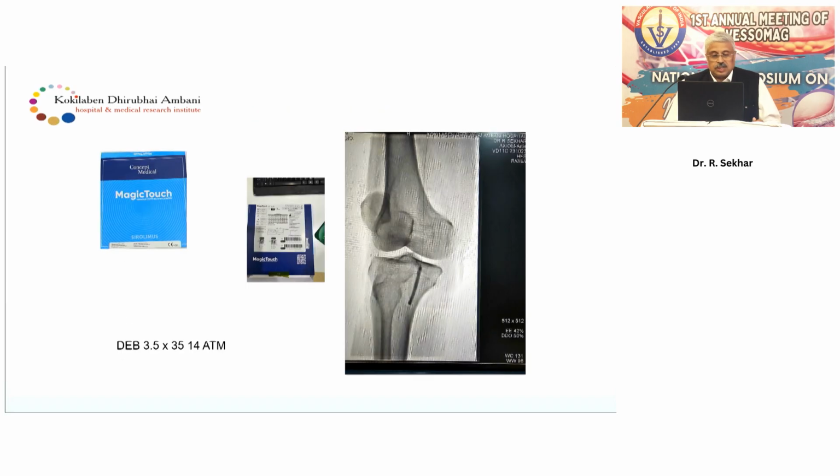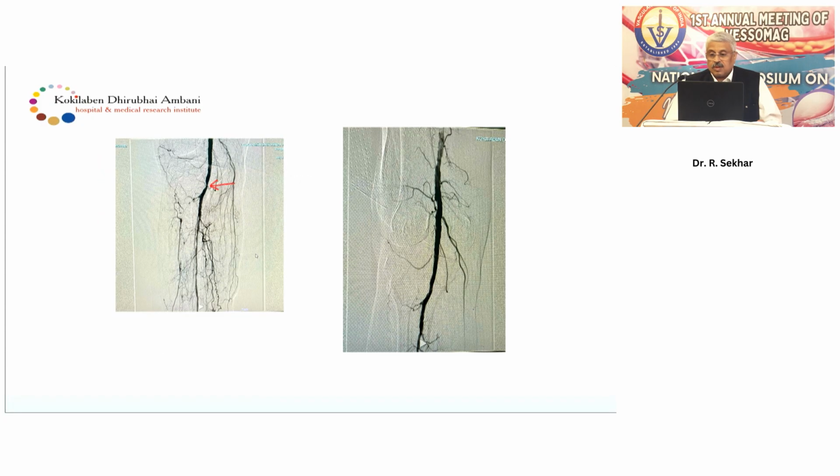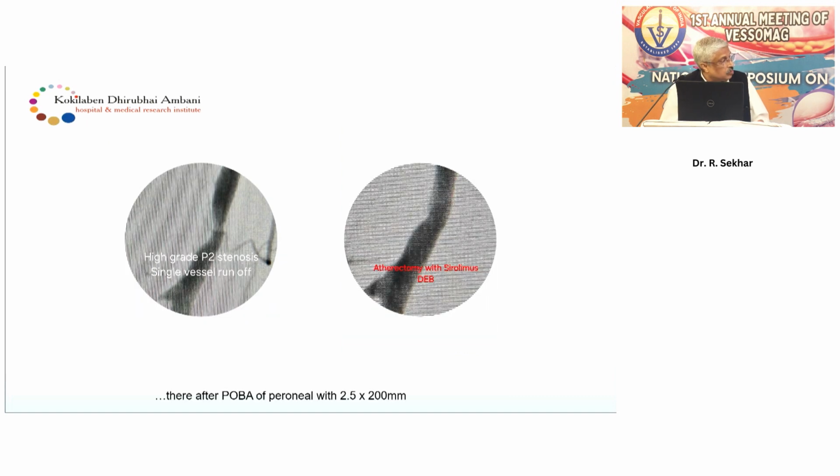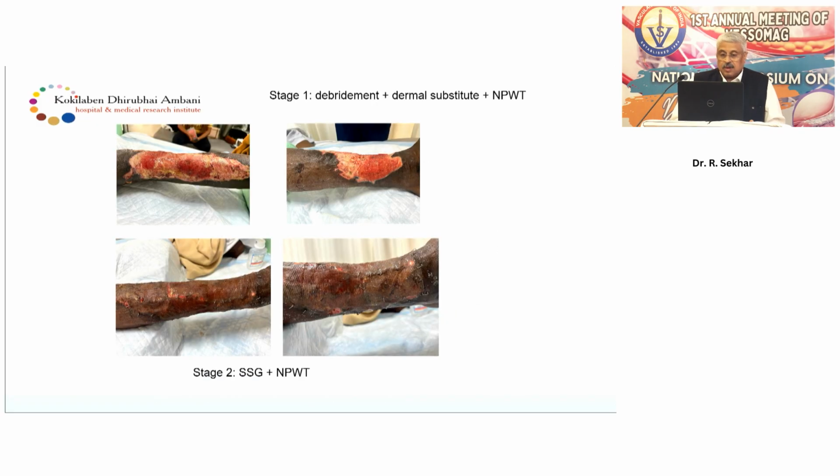Following this, we used the Magic Touch Sirolimus coated balloon, and that was what we got. If you zoom in, this is what it looked like. If you magnify, we got a fairly decent luminal gain after the atherectomy and the Sirolimus coated balloon. Thereafter, we took the patient up for a debridement and then initially a dermal substitute, and we had good wound healing.